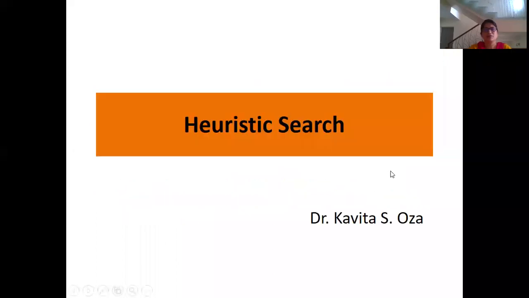Hello friends, today we'll talk about heuristic search, the next topic in your syllabus. Before we start talking about heuristic search, let me start with a very small and simple example.